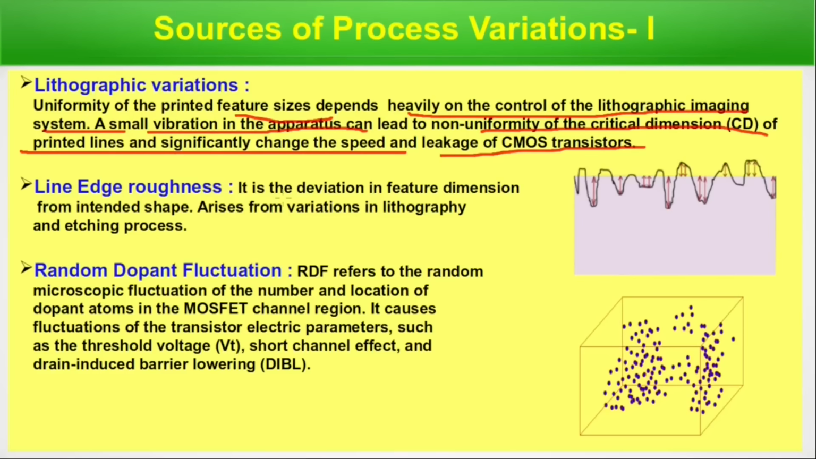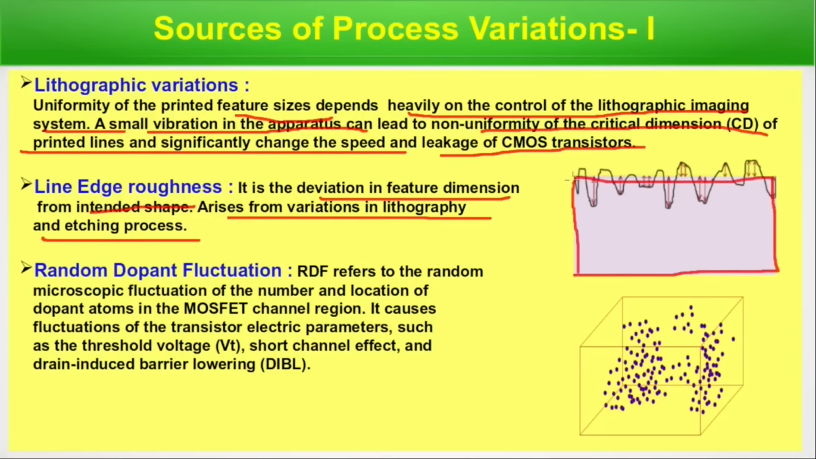Now line edge roughness. It is deviation in feature dimension from the intended shape, and arises from variation in lithography and etching processes. If this one is the intended shape, a perfect rectangle, when it's transferred it's like this, a deviation is there. We take it as a mean position, then it moves this way, that way, this way, that way.